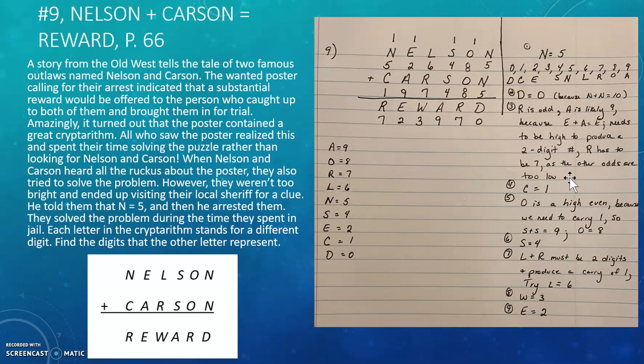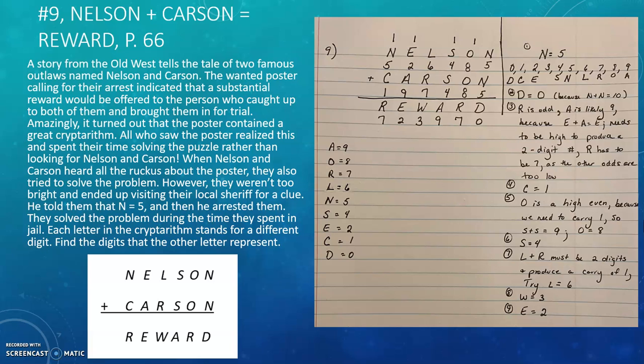So I now have a series of digits, which is good. If I know that R has to be 7, and I also know that I'm going to be carrying a 1 because I needed to produce a 2-digit number to get a mirror image of the E's here, I have a 1 plus a 5. I know it's got to produce a 7, so I know that C would have to be 1. Okay, what about O? It says on here that O has to be a high even.